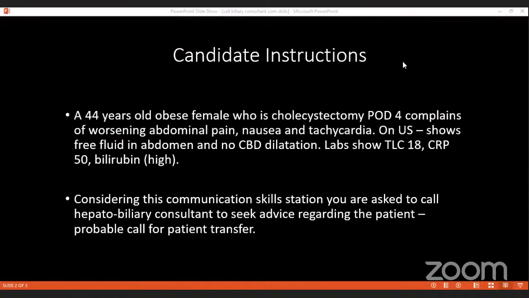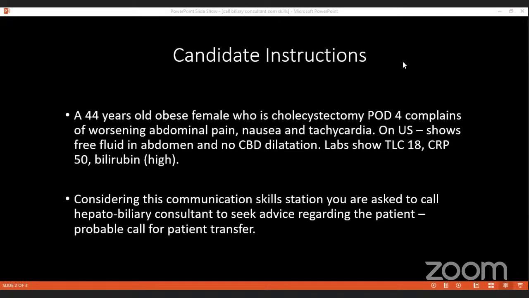By investigation, total leukocyte count is increased, the CRP is 50 and the bilirubin is high, and the ultrasound shows free fluid in the abdomen and no CBD dilatation. After assessment, I think the patient has a bile leak post cholecystectomy. I am calling to ask advice and to refer the patient to a hepatobiliary center. Okay. So, what do you think is wrong with the patient?